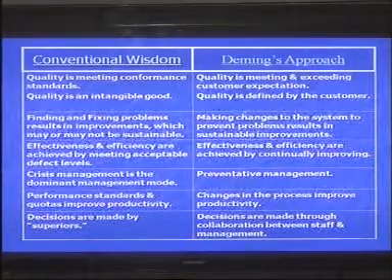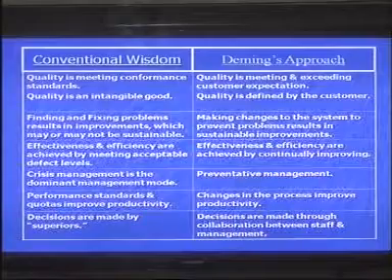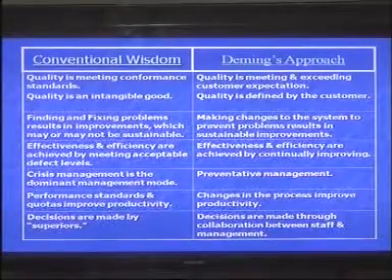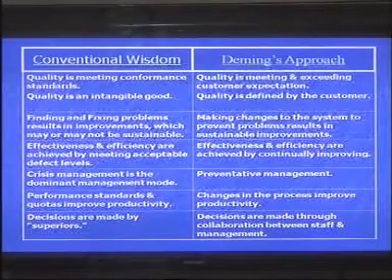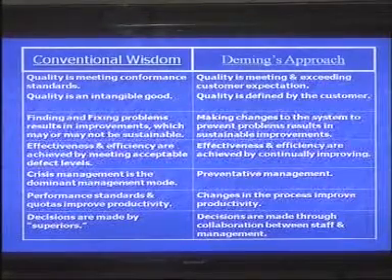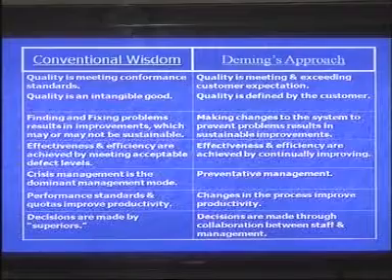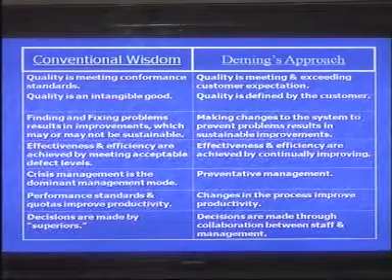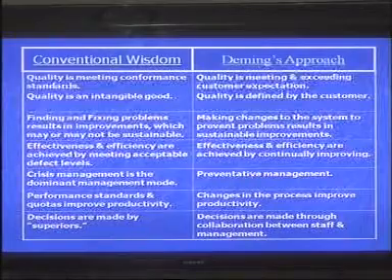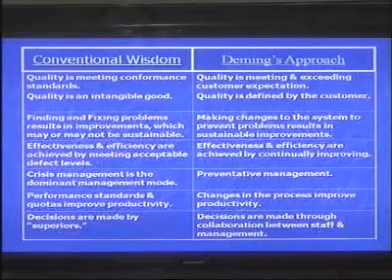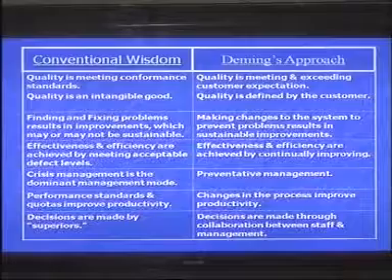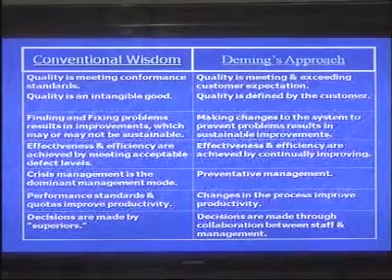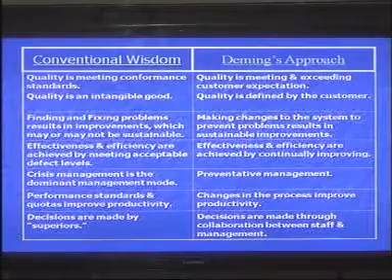Conventional wisdom says quality is meeting conformance standards, and quality is an intangible good. Deming's approach says quality is meeting and exceeding customer expectations, and quality is defined by the customer. Finding and fixing problems result in improvements which may or may not be sustainable. Deming says that making changes to the system to prevent problems results in sustainable improvements. Effectiveness and efficiency are achieved by meeting acceptable defect standards, and Deming says effectiveness and efficiency are achieved by continually improving.